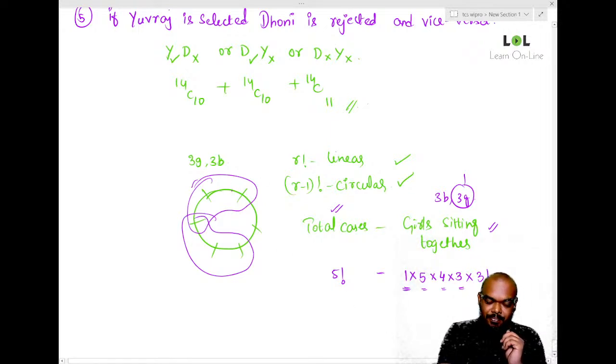6 people are there. Circular arrangement, total cases will be 5 factorial. Now, all the girls sitting together means consider all girls as 1 unit. 3 boys and 1 unit of girls. Agree? How many units are there? 4 units are there. Consider 1 unit, 1 unit, 1 unit, 1 unit.